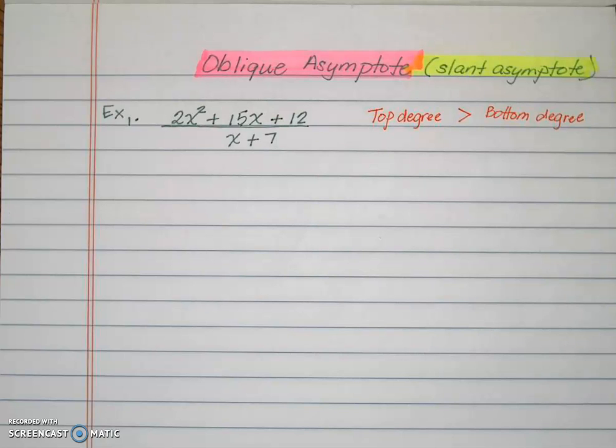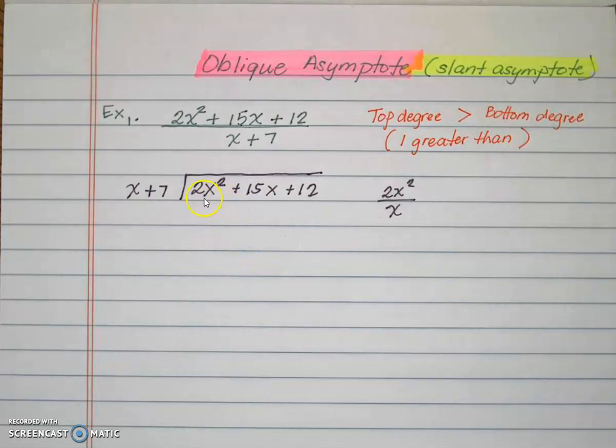In this particular case, the degree on top is 2 and the degree at the bottom is 1. So, because the top degree is higher than the bottom degree by 1, there is an oblique asymptote for this one. We can find the oblique asymptote by dividing the numerator by the denominator. The first step is to get the first term of your dividend and divide it by the first term of your divisor, like this.